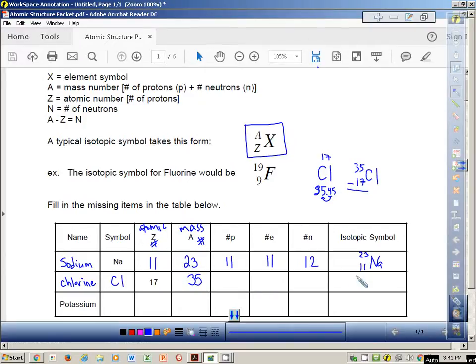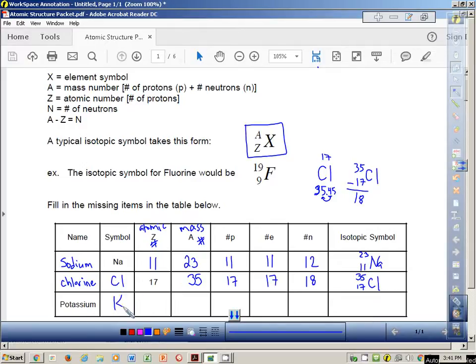Now, we've already got the isotopic symbol, which is 35 over 17 Cl. Number of protons is the same as the atomic number, that bottom number here. It has 17 protons and therefore 17 electrons. It has equal amounts of both. And then in order to do this, we just subtract. That'll be 18 neutrons.